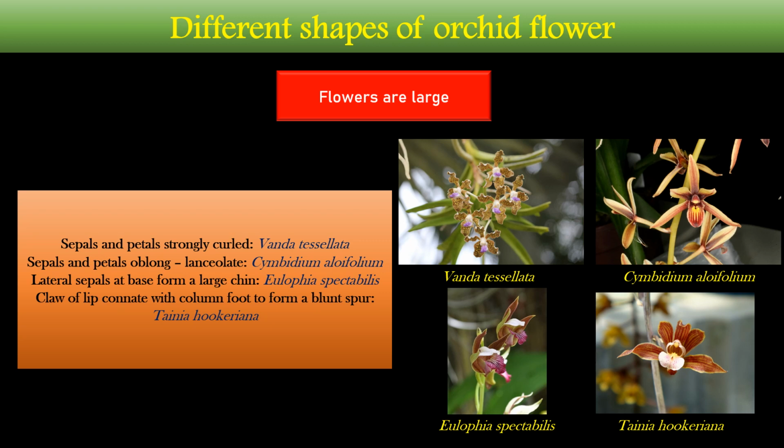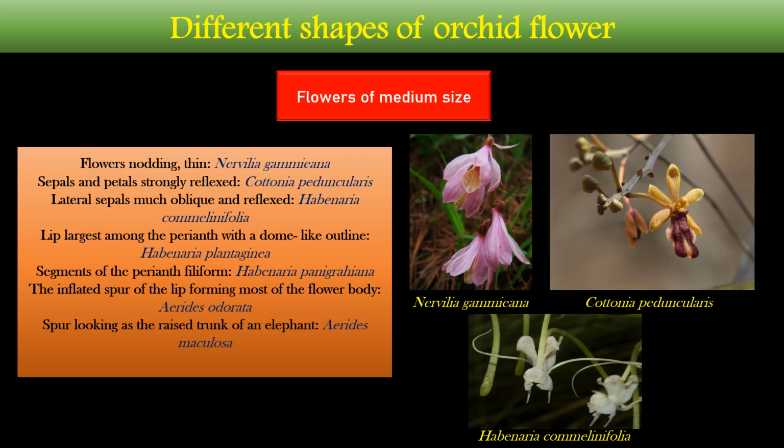Then comes to our next slide, flowers of medium size. They are not very large or so large, so some flowers are in a medium size. For that the characteristic will be flowers nodding, thin, as you can say Nervilia gammieana. Nervilia gammieana is the example where flowers are nodding and thin. Then comes the sepals and petals strongly reflexed. For that the best example would be Cottonia peduncularis.